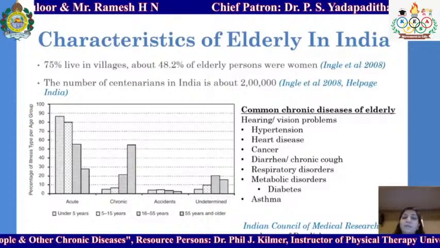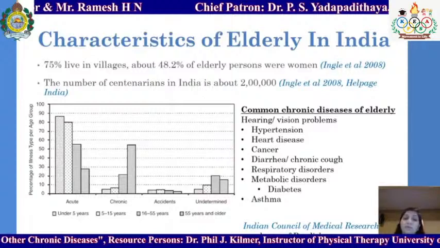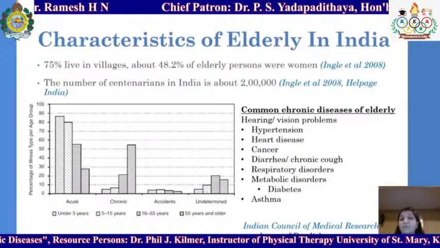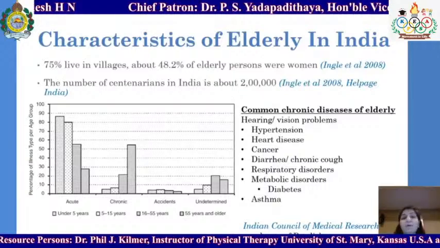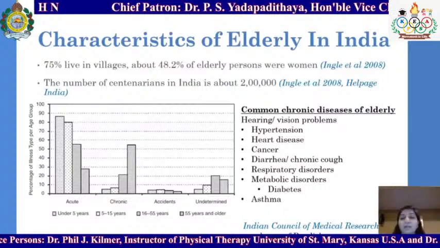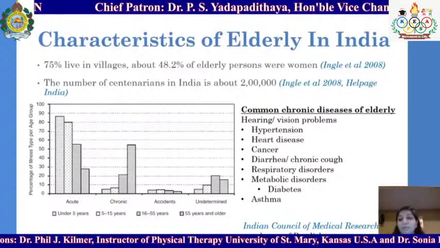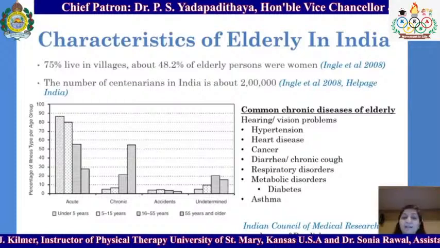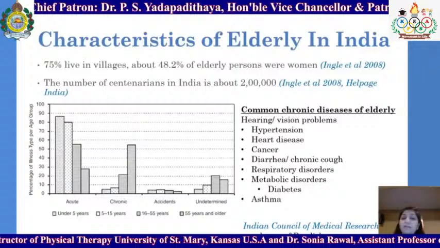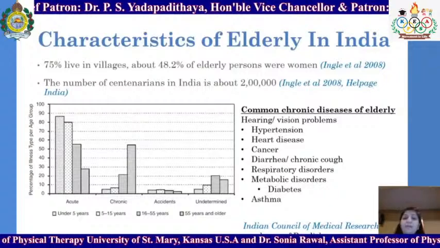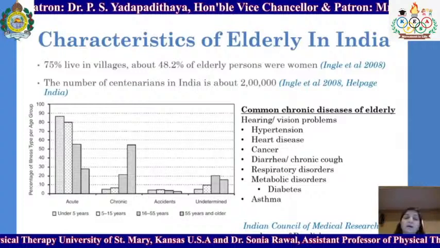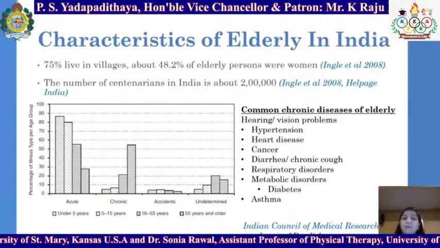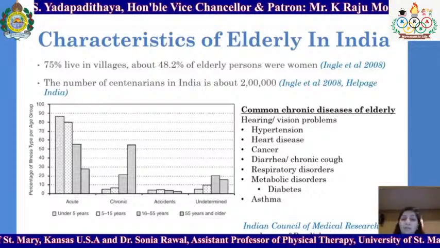the different common chronic diseases that elderly people face. Out of that, they listed hearing and vision problems as the top ones, followed by hypertension. And then they also noted down these other chronic diseases that they found in elderly people. Those are heart diseases, cancer, diarrhea, chronic cough, respiratory disorders like asthma, metabolic disorders like diabetes, and imbalances in their lipid profile leading to dyslipidemia. Their cholesterol levels were not within the normal levels.